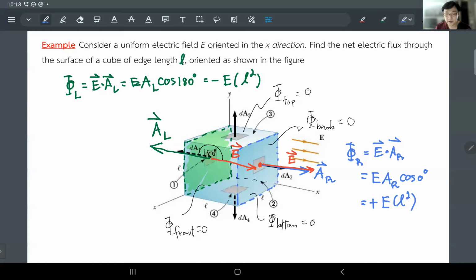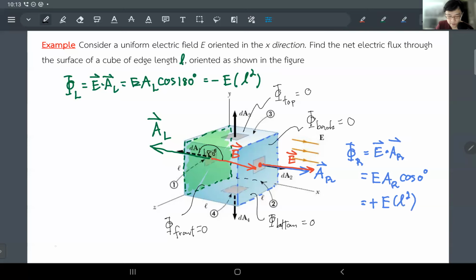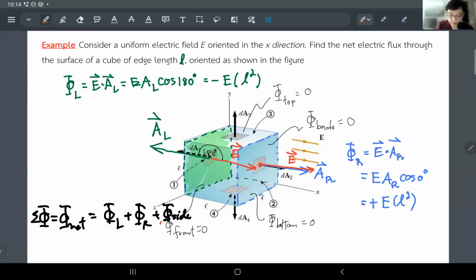Cool. And what about the net flux through this cube? Well, that's no big deal now. You call it sigma flux, or sometimes flux net or whatever, up to you. It's going to be just the flux on the left, flux on the right, and flux on the sides: top, bottom, front, back. But those have already gone to 0. And you can see that the flux on the left and the flux on the right sides of the box are perfectly the same, except opposite in value.